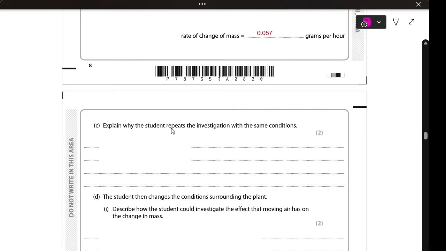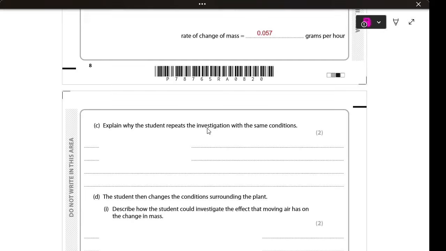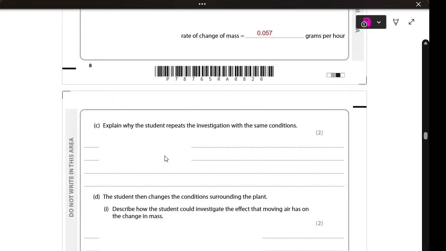Explain why the student repeats the investigation with the same conditions. We repeat any experiment to increase the reliability by calculating the mean so that we can avoid anomalous or inaccurate results. So calculate the mean, and to increase the reliability.